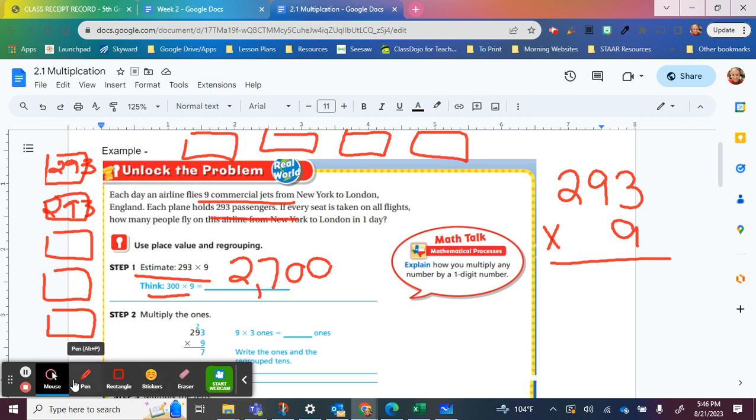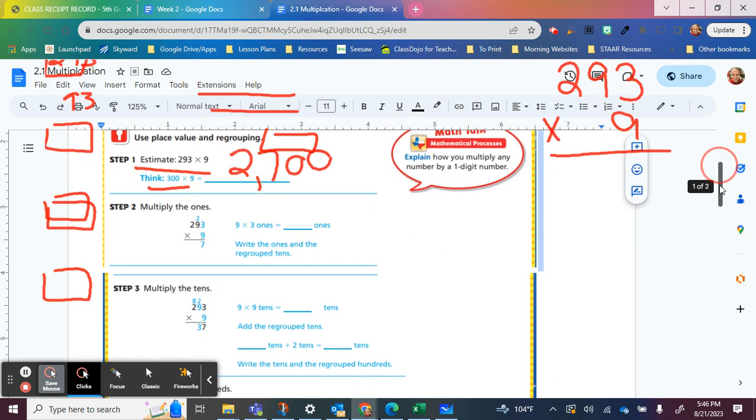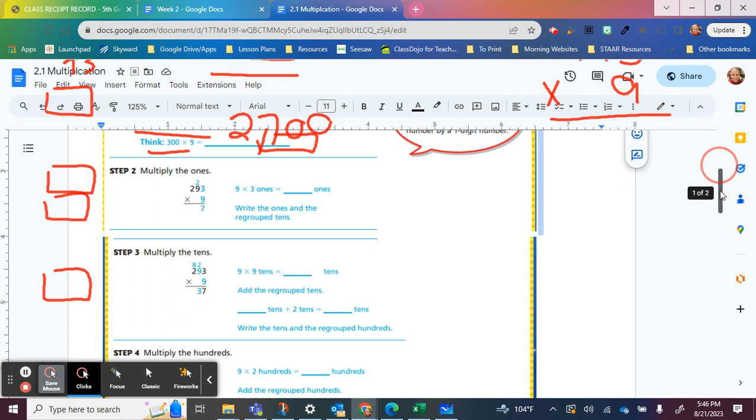So let me scroll down here. So here, we're going to go through these steps. There we go. Okay, I'll figure out how to use this thing.